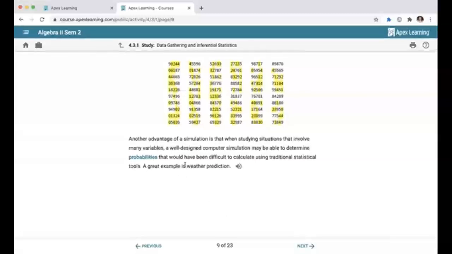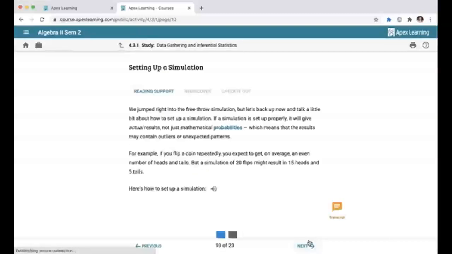Another one they mentioned is weather prediction. That's one you're most familiar with if you look at the weather app on your iPhone. Sometimes you can look at the radar, and they'll have where the clouds are now, and then they'll use a simulation to show you where they think the clouds are moving or where the storm's headed. It's not an exact science, but it's a good guess, okay?